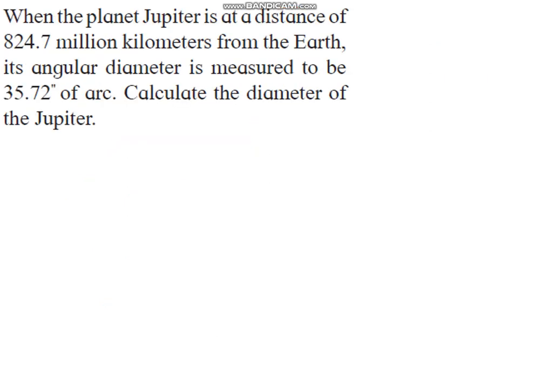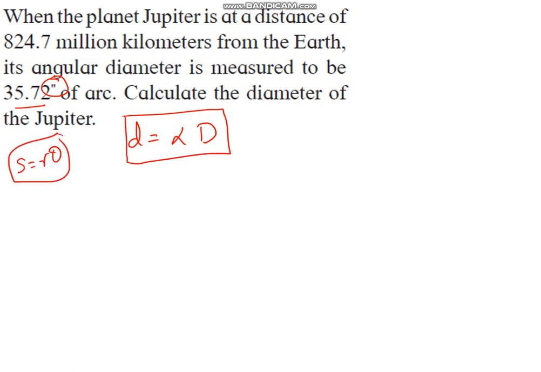When the planet Jupiter is at a distance of 824.7 million kilometers from the Earth, its angular diameter is measured to be 35.72 minutes of arc. Calculate the diameter. Okay, diameter is given by alpha into the distance. Remember this formula, similar to that you had s equal to r theta in circle. This is alpha the angle, d is the distance. Now one thing is, alpha is given in terms of minutes.